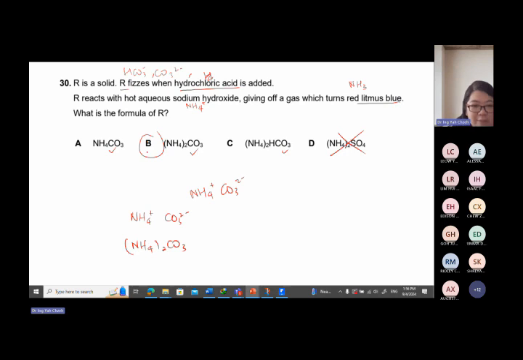So let's circle first. A is definitely wrong because this formula is not correct. You need 2 ammonium to balance the charge on the carbonate ion. Now, hydrogen carbonate has negative 1 charge. So ammonium positive 1, hydrogen carbonate negative 1. So you need only 1 ammonium to balance the charge of the hydrogen carbonate. So this 2 is not correct. C is also not correct. So the answer to this question is B.